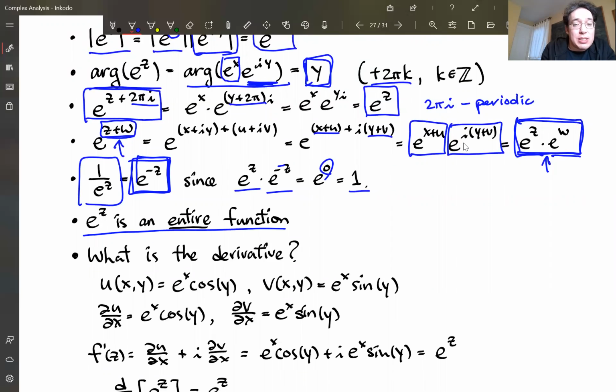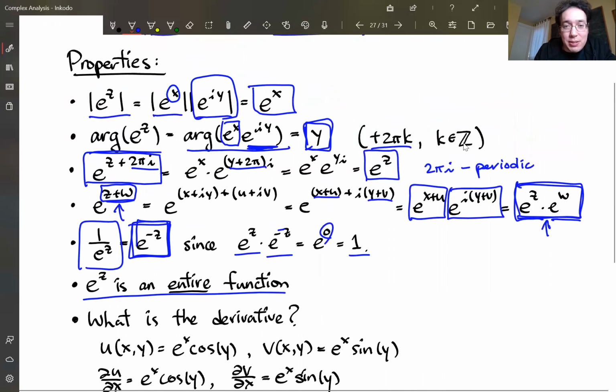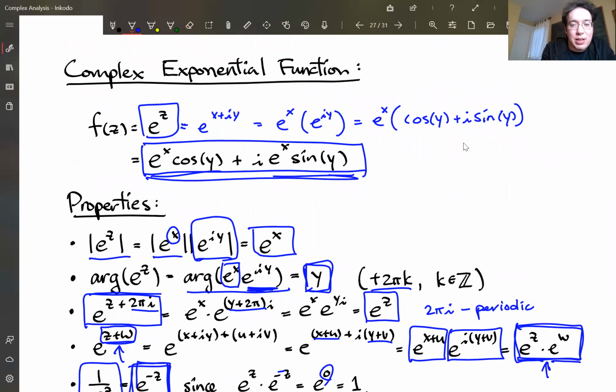e to the z is an entire function because this is defined for all x and y, any real x and y just fine. The derivative exists and it's complex analytic everywhere.